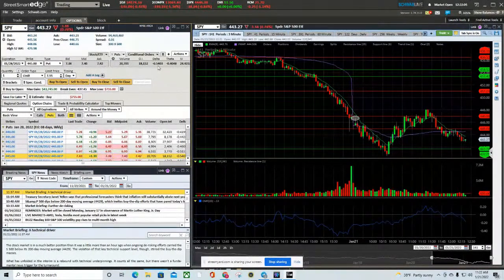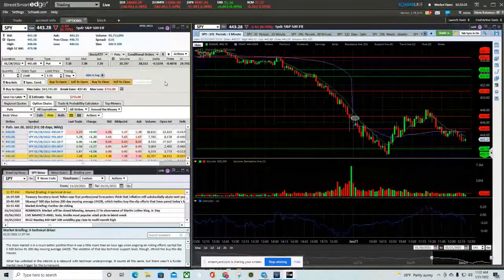Another thing to keep in mind is, as the stock goes in your favor, if it's put options, as the stock goes down, the delta is also going to increase. Earlier this delta was at 40 cents, if I remember correctly. Now it's at 0.53. So now for every dollar move, it's going to move 53 cents in your contract.